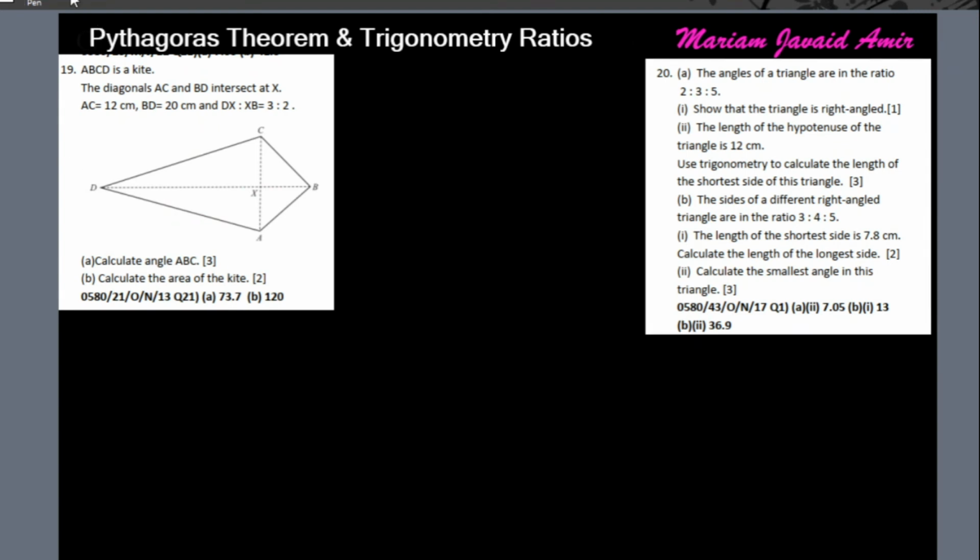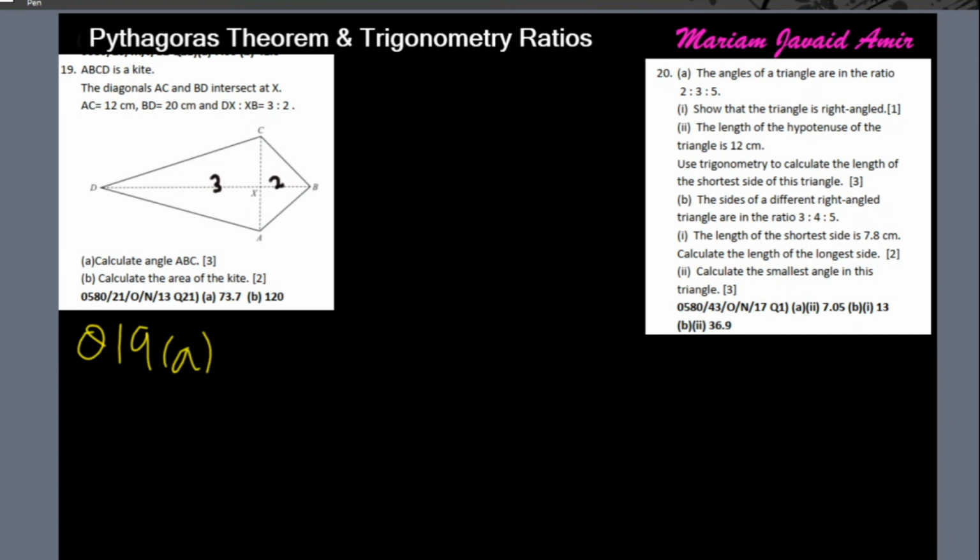Okay, so question 19 is part A. We have a kite and the diagonals AC and BD intersect at X. AC is 12, so this length is 12, and BD is 20, and XB and DX are in the ratio 3:2, and the whole length is 20 centimeters.